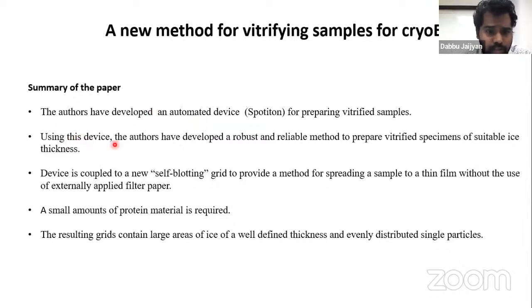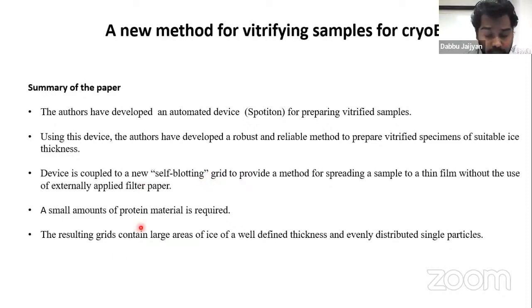Using this device, the authors developed a robust and reliable method to prepare vitrified samples of suitable ice thickness. This device is coupled with a new self-blotting grid, because in the previous paper we used filter paper to take out the extra material from the grids. But here they have a self-blotting grid that provides a method for spreading the sample into a thin film without the use of any externally applied filter paper. These self-blotting grids contain nanowires. I will come to the details about those nanowires.